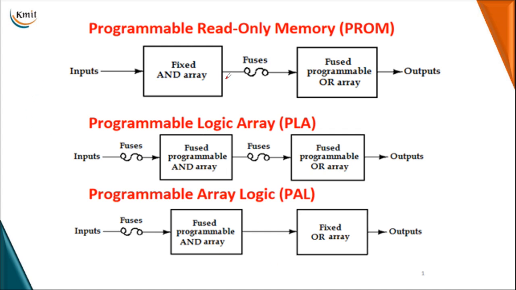Now this is the basic block diagram of all these combinational PLDs, three categories. In programmable read-only memory, inputs are transferred through a fixed AND array, where you use decoders, and the output of each AND gate is connected through fuses to the inputs of the OR array, where the OR array is programmable and the outputs are obtained from the programmable OR array. Hence it is a fused programmable OR array, as available in PROM.